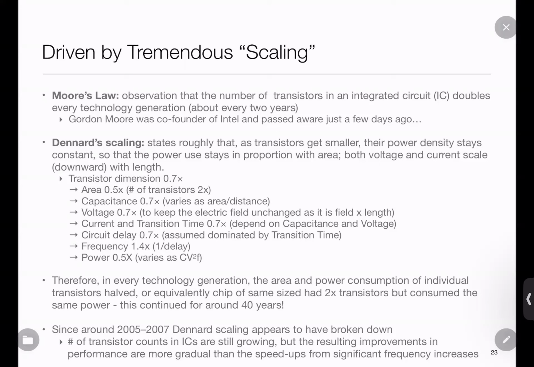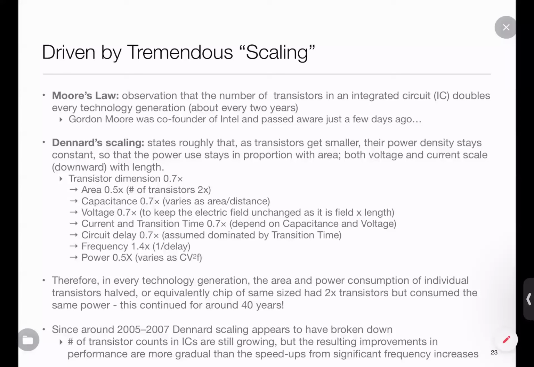A manifestation of this was another scaling law, which followed as a consequence and some reasoning. It basically says, roughly speaking, as transistors get smaller, the power density remains the same.